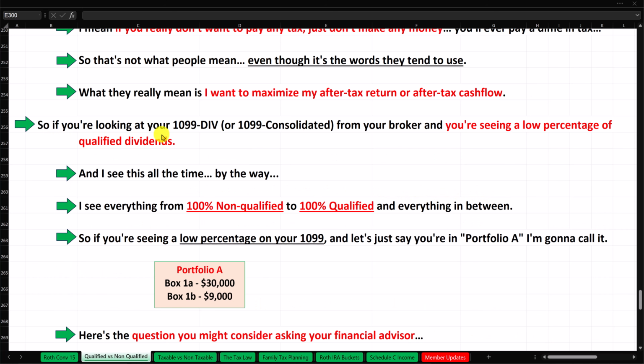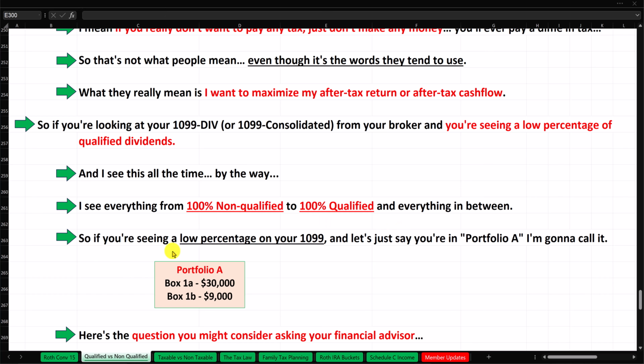So if you're looking at your 1099-DIV or your 1099 consolidated from your broker and you're seeing a low percentage of qualified dividends, and I see this all the time, by the way, I see everything from 100% non-qualified to 100% qualified and everything in between. Financial advisors have their clients all over the place when it comes to non-qualified versus qualified.